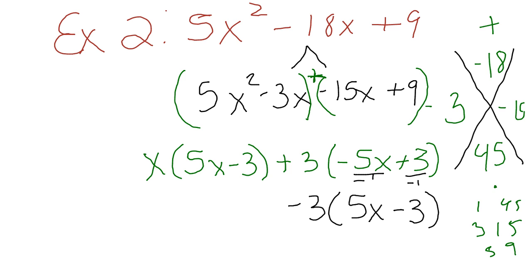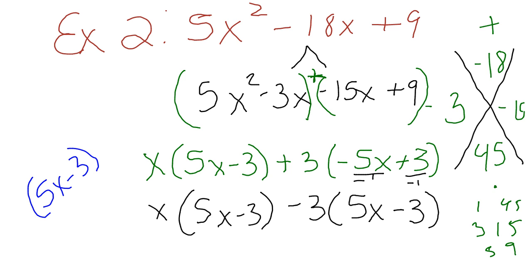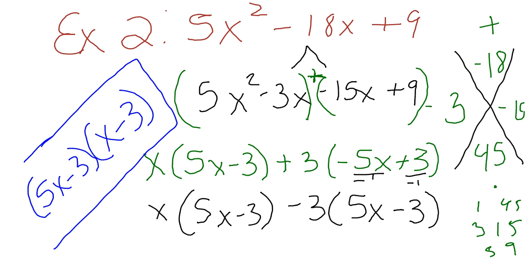And then now I write down my 5x minus 3 and my x. So now I'm going to write my factors. I have 5x minus 3 in the first and 5x minus 3 in the second. So that means that I have 5x minus 3 as one of the factors. And my other factor is x minus 3. So that would be my answer.